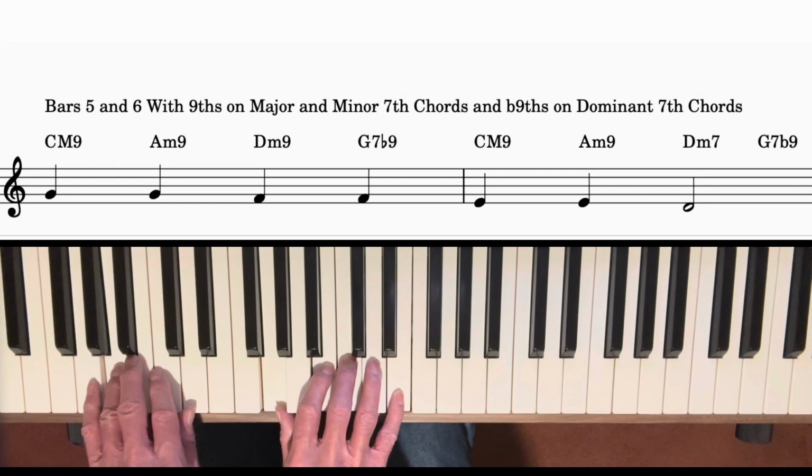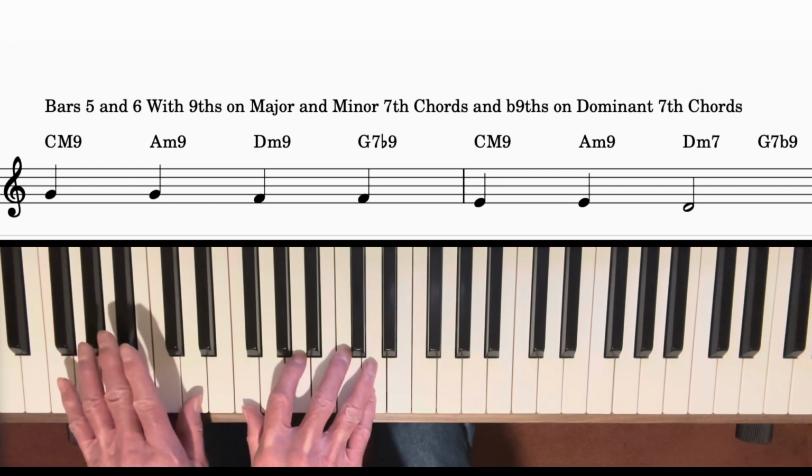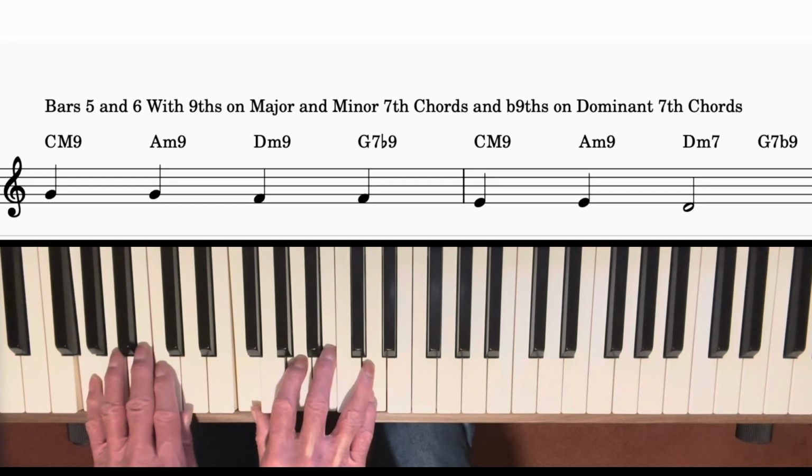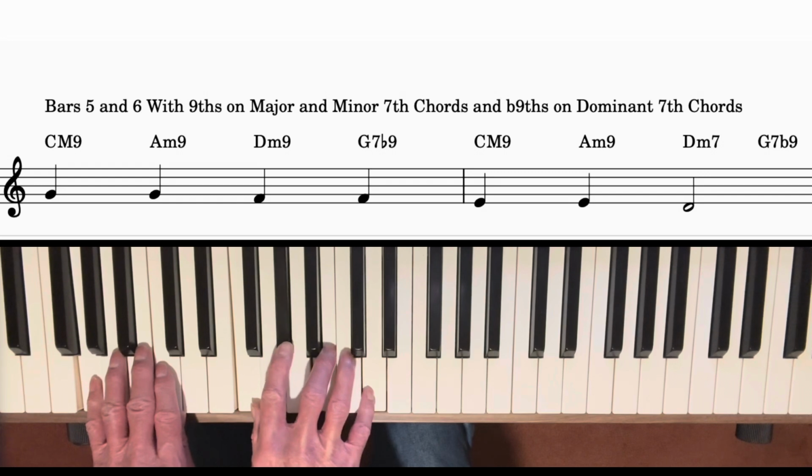On the D minor 7, there isn't really anywhere for the 9th to go. But on the G7, instead of going to the 9th A, we can have the flattened 9th.